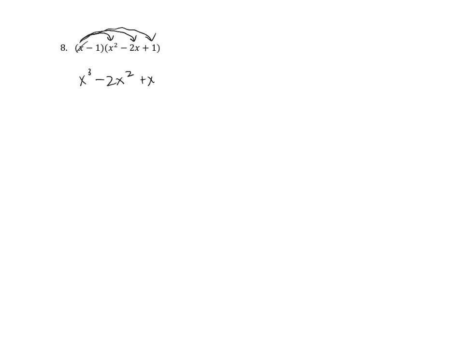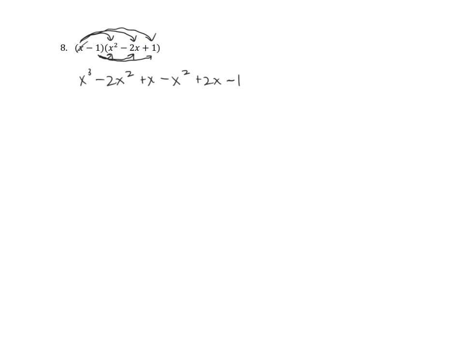I'm going to do the -1. So -1 times x squared is -x squared. -1 times -2x is plus 2x. And then -1 times 1 is -1. All right, so now I've fully distributed.